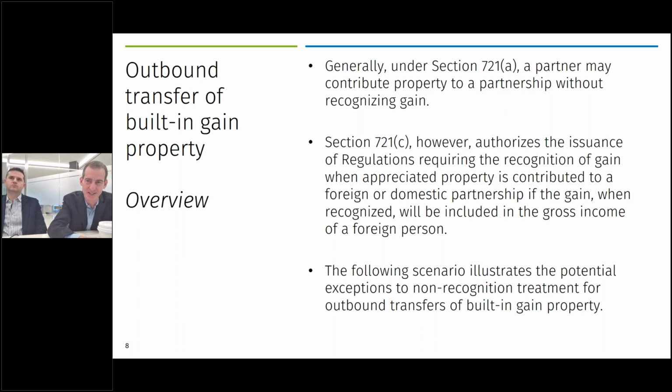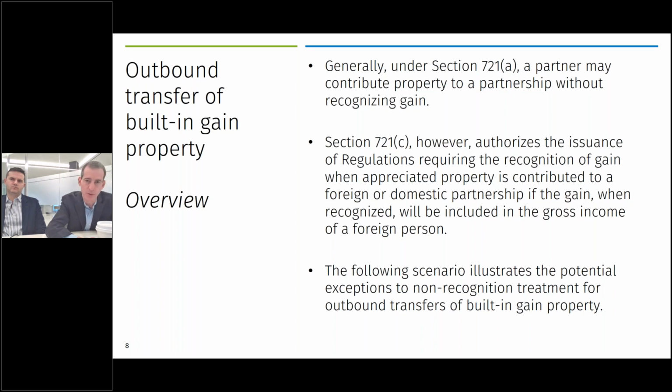And there's no exception here. There are a lot of exceptions to the general rule of non-recognition under 721(a). And most of these exceptions apply regardless of whether the partnership is engaged in international activities or not. So you could have an exception that would shut down non-recognition treatment in a domestic context. It would do the same thing in an international partnership context.